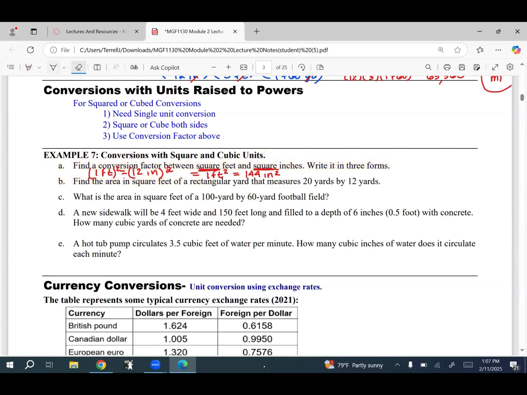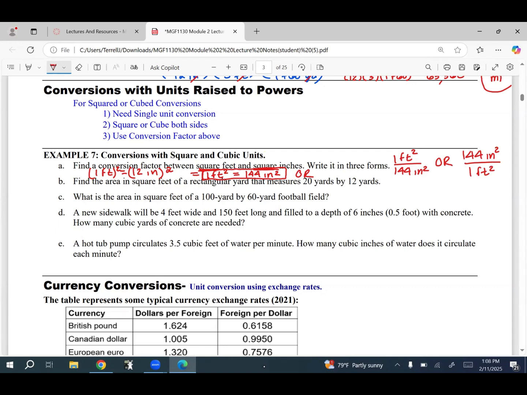And they said write it in 3 forms. This is one way to write it. Or you could write it like this, where we had it as a fraction, with the square feet on top and the square inches on the bottom. Or you can put it where the square inches are on the top and square feet is on the bottom. Those are all equivalent.